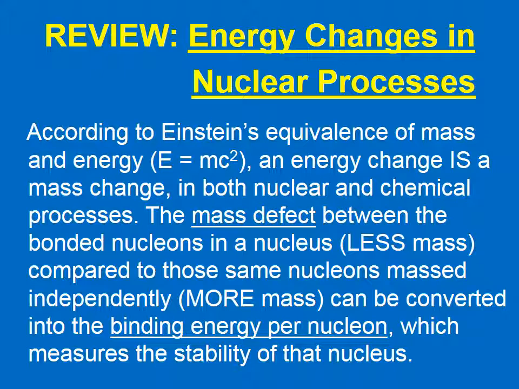Let's review energy changes in nuclear processes. According to Einstein's equivalence of mass and energy, E equals mc squared, an energy change is a mass change in both nuclear and chemical processes. The mass defect between the bonded nucleons in a nucleus, less mass, compared to those same nucleons massed independently, more mass, can be converted into the binding energy per nucleon, which measures the stability of that nucleus.